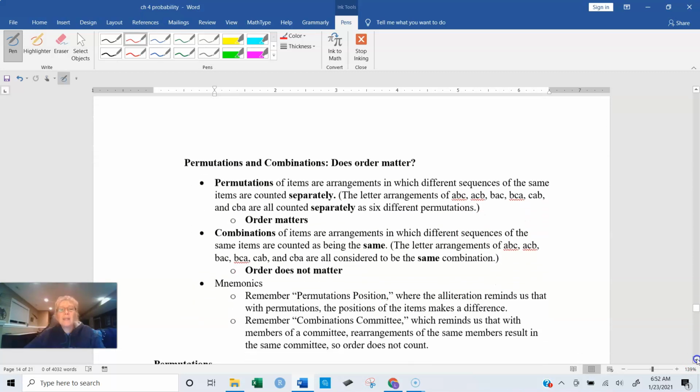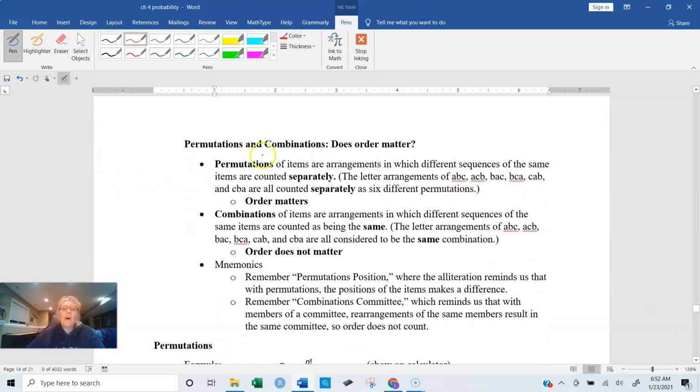Here we go. Permutations, combinations. Does order matter is the question. So that tells you which one of these 2 you're using. So a permutation, so when we arrange our orders, different sequences, the same items are counted separately. All right, so different sequences are counted separately.